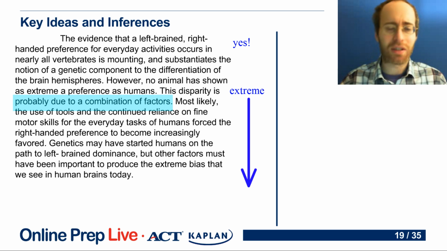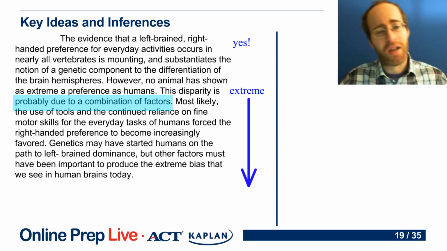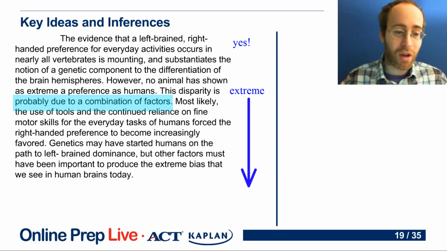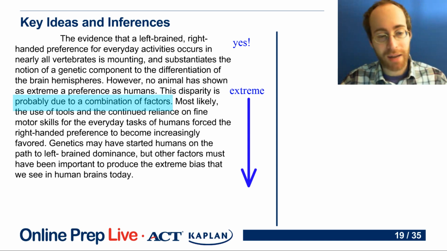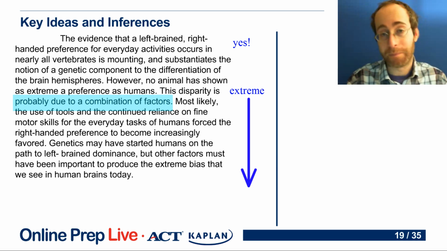So yeah, you'll read this, you know, most likely the use of tools and the continued reliance on fine motor skills for the everyday tasks of humans force the right-handed preference to become increasingly favored. Genetics may have started humans on the path to left brain dominance, but other factors must have been important to produce the extreme bias we see in human brains. Okay, so that's explaining why humans are so extreme.